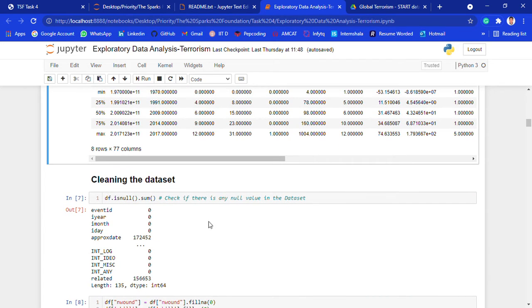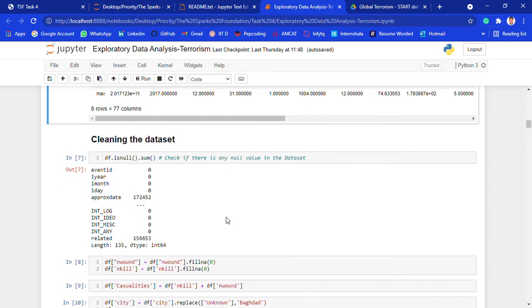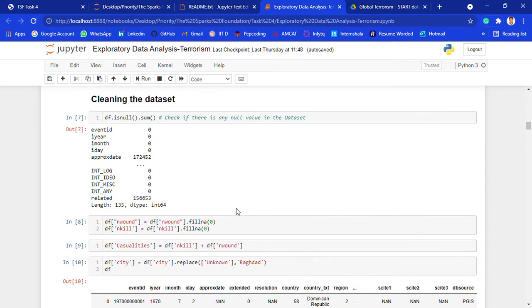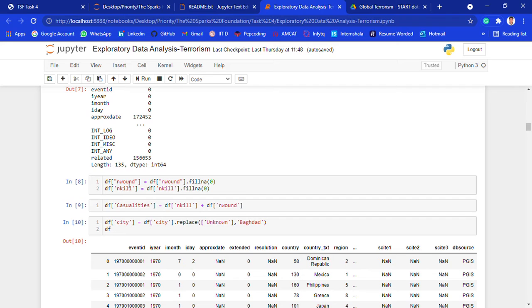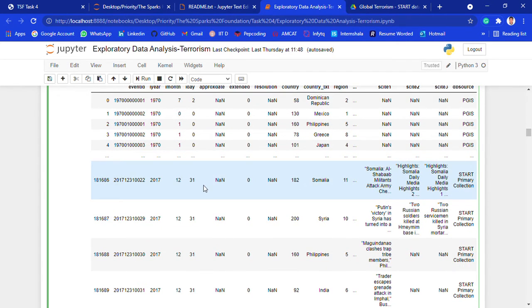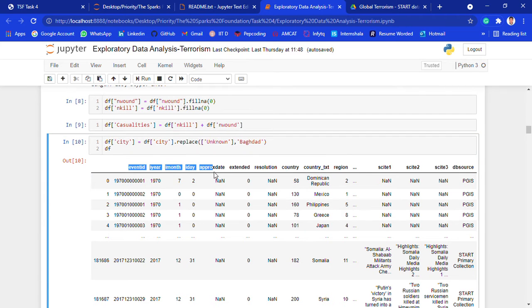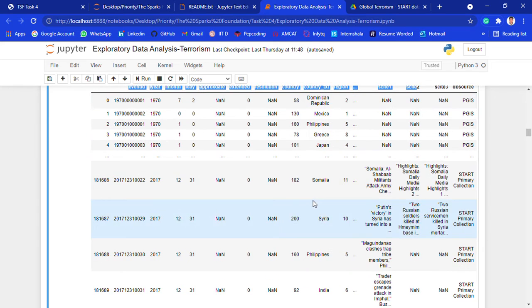Our next step will be cleaning the data. Firstly, we will check whether there is any null value in the dataset. If there is, we will try to clean it up. Some of the basic things are wounds and kills, and we will count the total casualties using the sum of kills and wounds. We will also define a function in which the city is replaced by Baghdad. You can clearly see that there are some things we don't need in these columns, so we will try to rename them first.